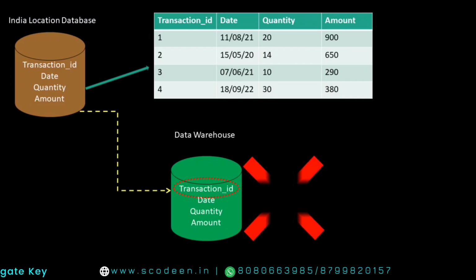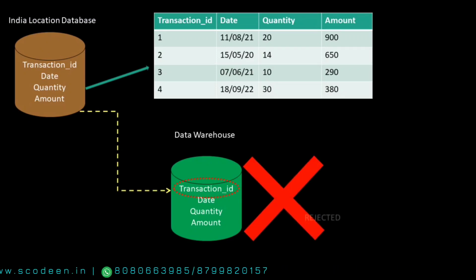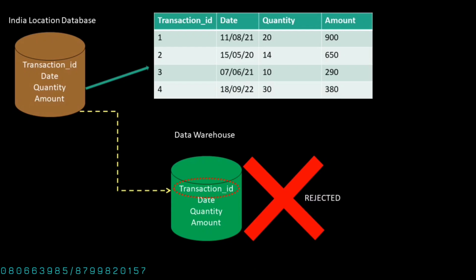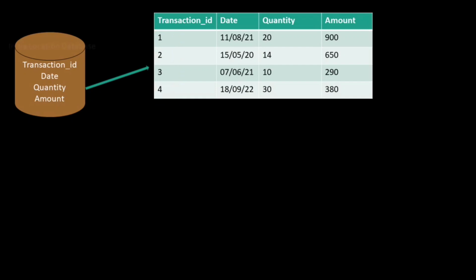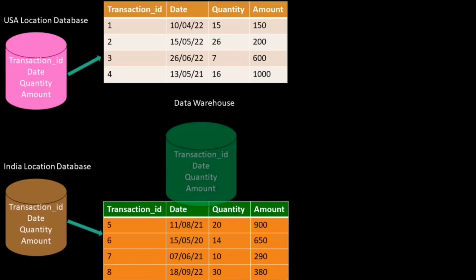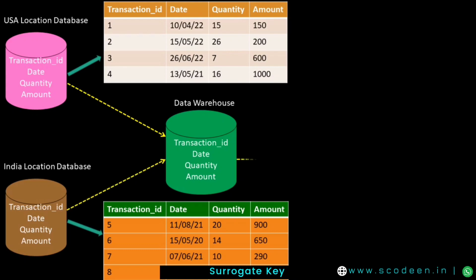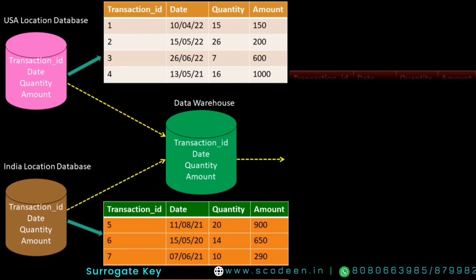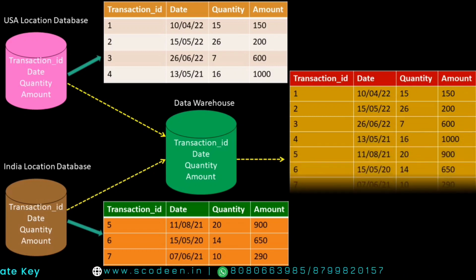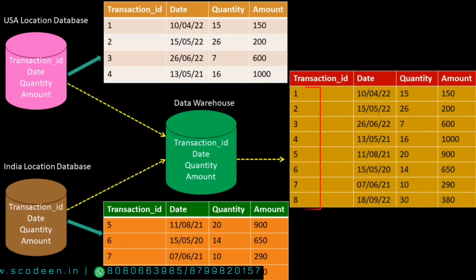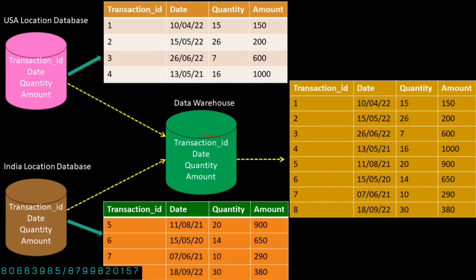We can observe here source system 2, which has the same transaction IDs, that is 1, 2, 3, 4. In this case, source system 2 will be rejected by the data warehouse. This is the critical condition. To resolve this issue, what we can do here is implement the surrogate key for the second source system. The transaction IDs will be 5, 6, 7, 8.